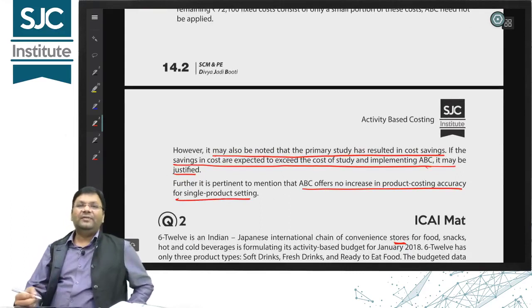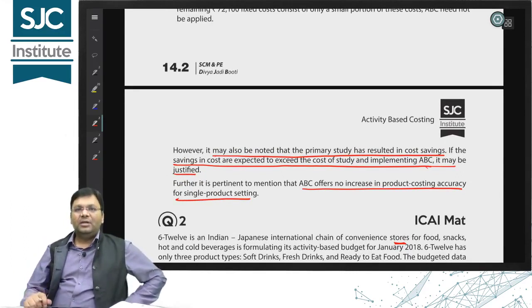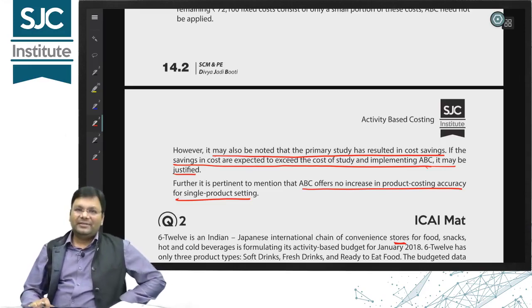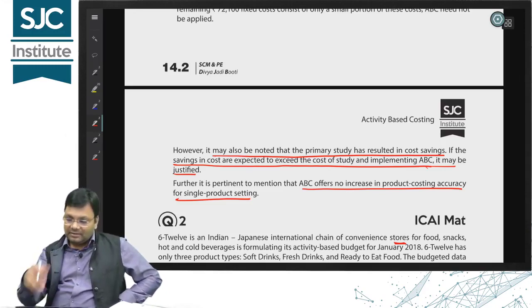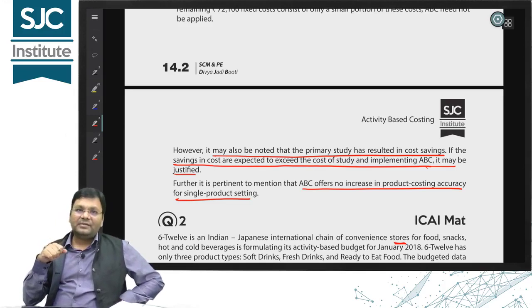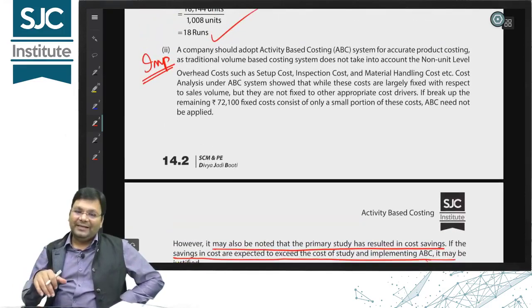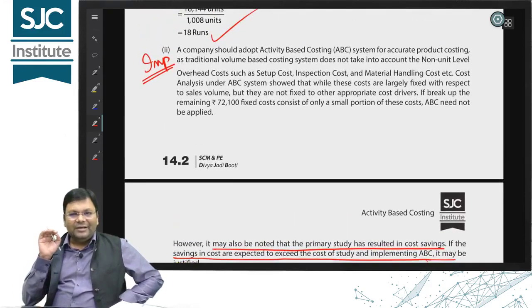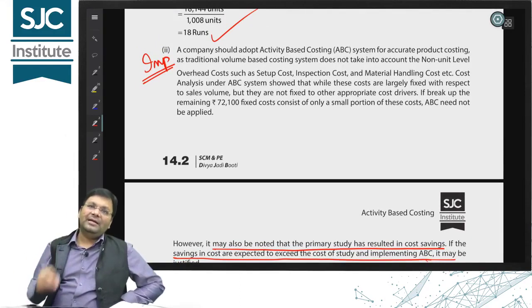Further, it is pertinent to mention that ABC offers no increase in product costing accuracy for a single product setting. So when you have a single product setting or environment, you may not actually get accuracy in product costing. But since your study is showing some savings, you may go ahead in analyzing different activities. At the same time, you should never forget the cost of doing anything. Whenever we are doing any kind of recommendation or advice, you should remember that anything new has its cost. So always talk about that.